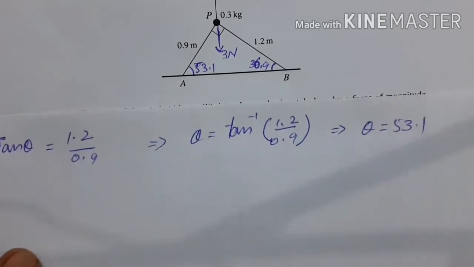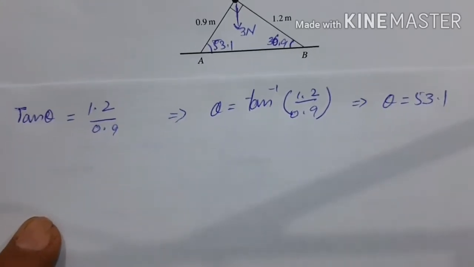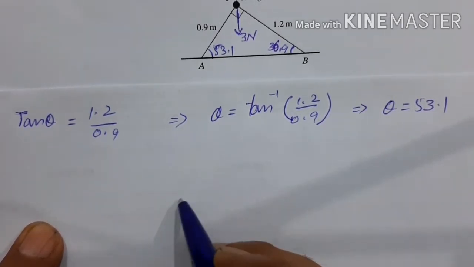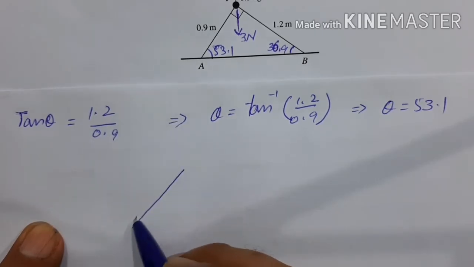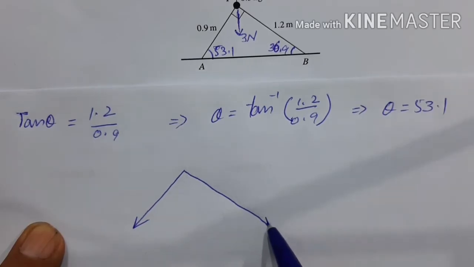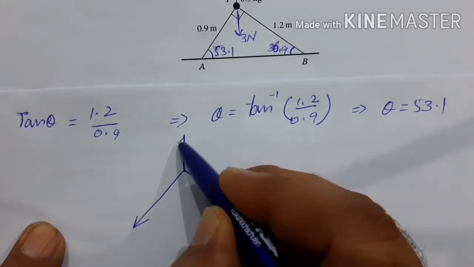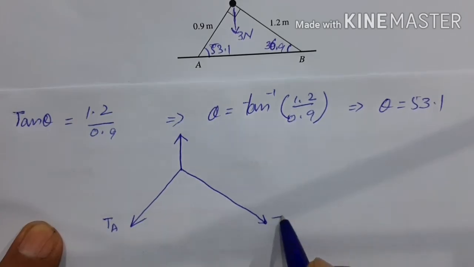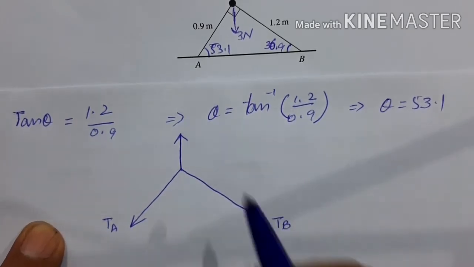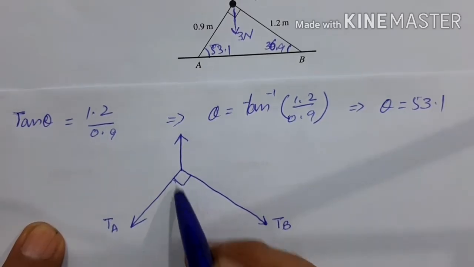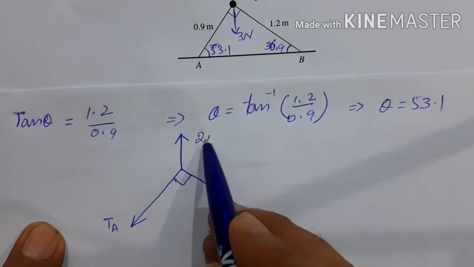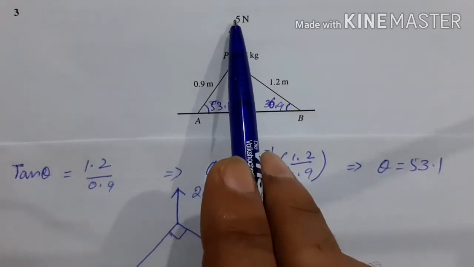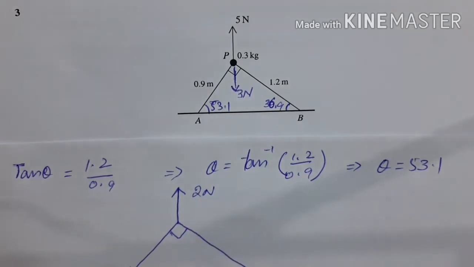Okay, for simplicity, I will make another diagram in which the things will be a bit more clear. Okay, let's suppose this is tension A, this is tension B. We need to find the tensions. This angle is 90. Now this force will be 2 newtons. Why? Because this is the resultant force of these two forces. 5 newtons is working upwards, weight is downwards, so resultant will be upward with 2 newtons.